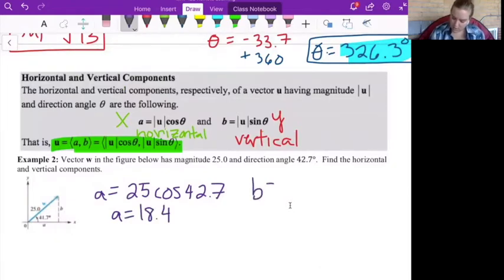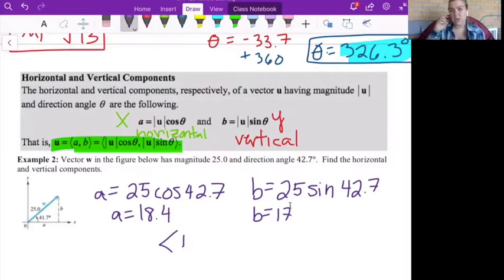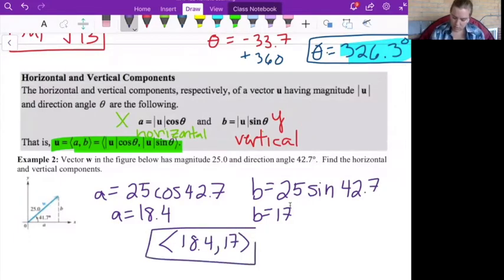And then B is going to be our magnitude times sine of 42.7. Again, you want to be sure that your calculator is in degree mode for this. And so then we get that B is equal to 17. So then we write our vector as sort of these, they're not quite the less than or greater than symbols, but they're sort of just a V'd bracket. So it would be <18.4, 17>. So this is our horizontal and vertical components, or just our vector.